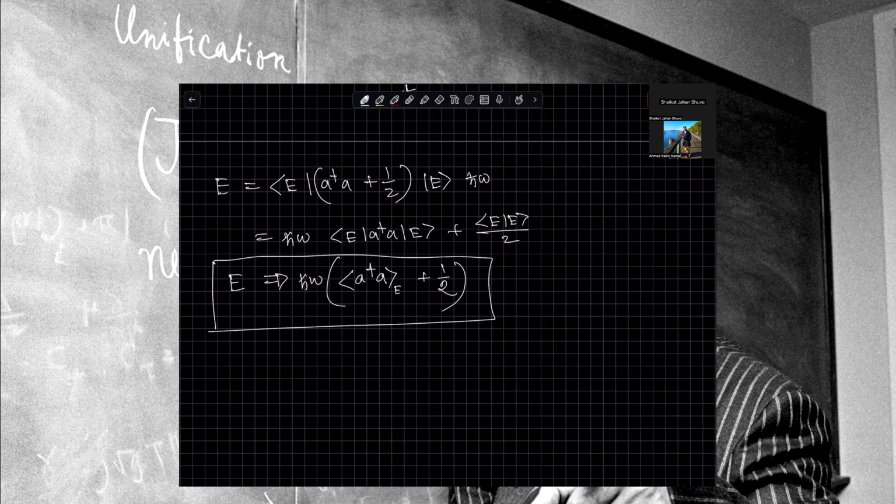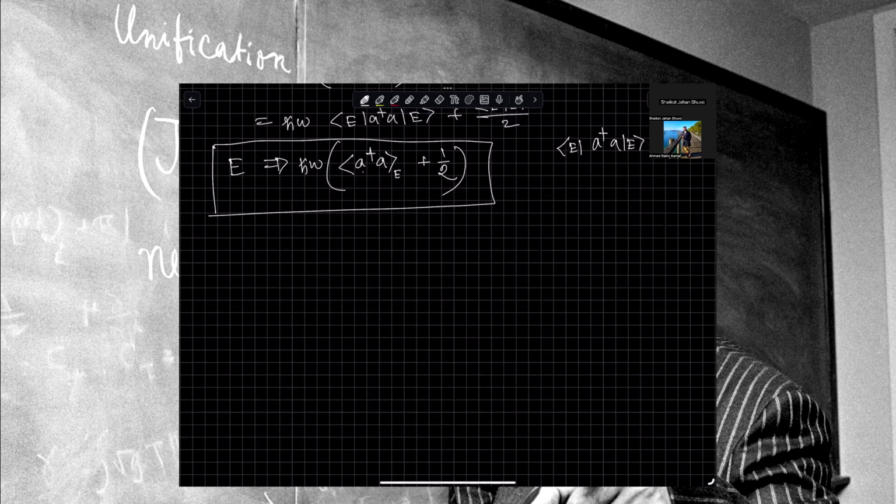So it all comes to computing this quantity. That's very nice. We don't have to solve a very complicated differential equation. So how can we do this? We just need to know how a acts on E. That's all we need to know. Because if I can find how a acts on E, which first gives me something mysterious, then I can figure out how a dagger acts on E by taking the Hermitian conjugate.